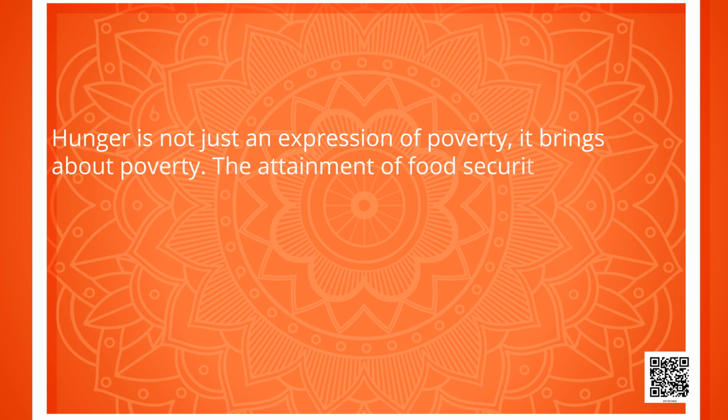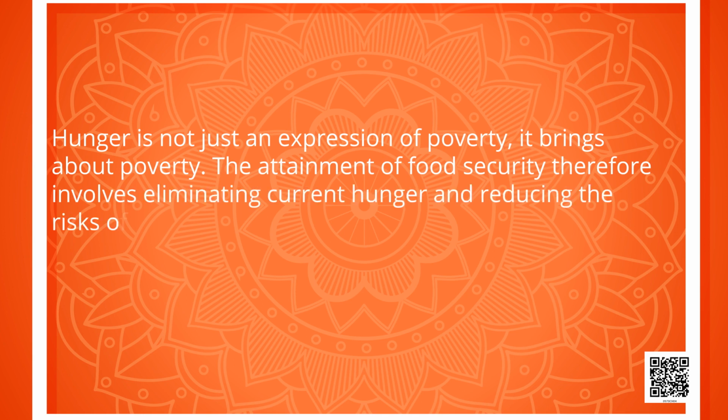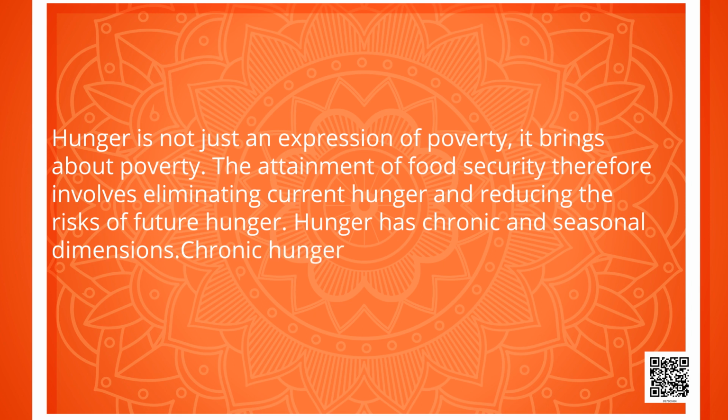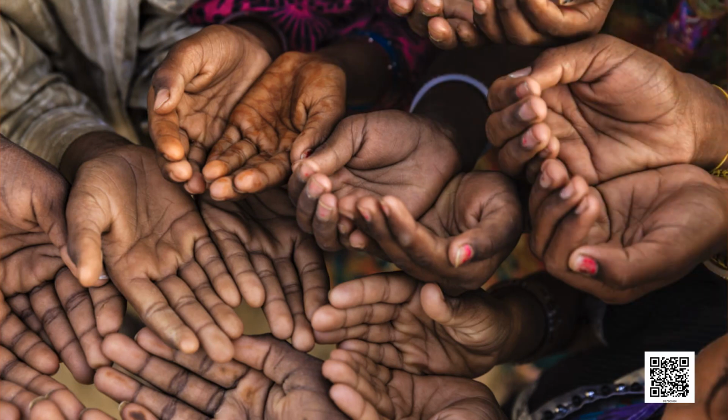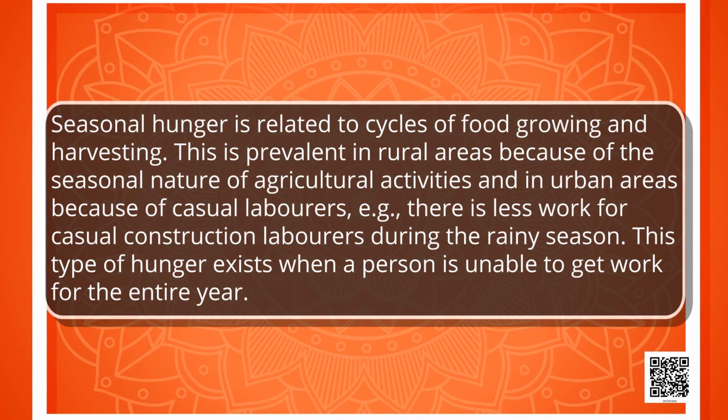The attainment of food security, therefore, involves eliminating current hunger and reducing the risks of future hunger. Hunger has chronic and seasonal dimensions. Chronic hunger is a consequence of diet persistently inadequate in terms of quantity and/or quality. Poor people suffer from chronic hunger because of their very low income and in turn inability to buy food even for survival.